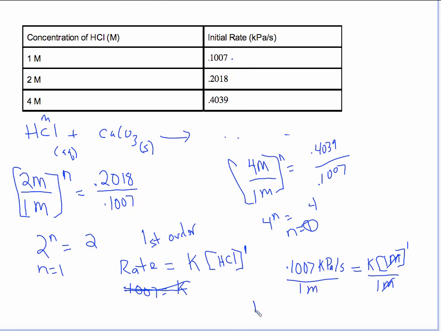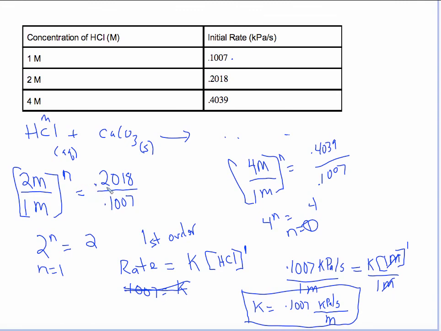I'm going to divide both sides by 1 molar, and what I end up getting is k is going to equal 0.1007 kilopascals per second over molarity. And that is how you get k.